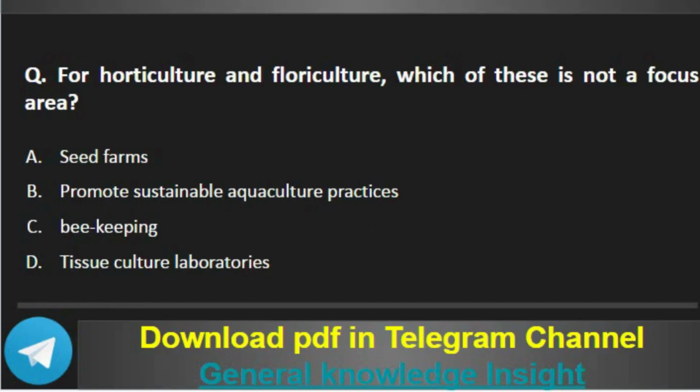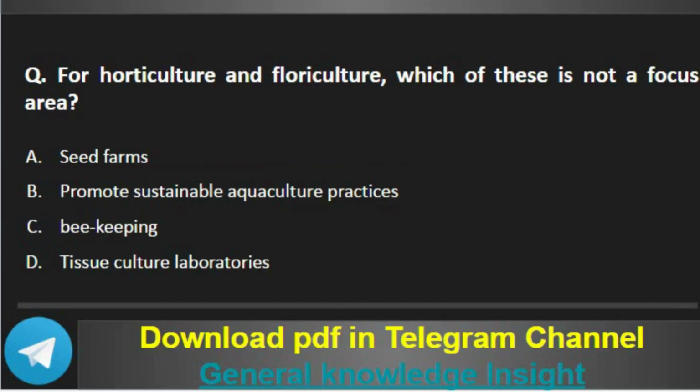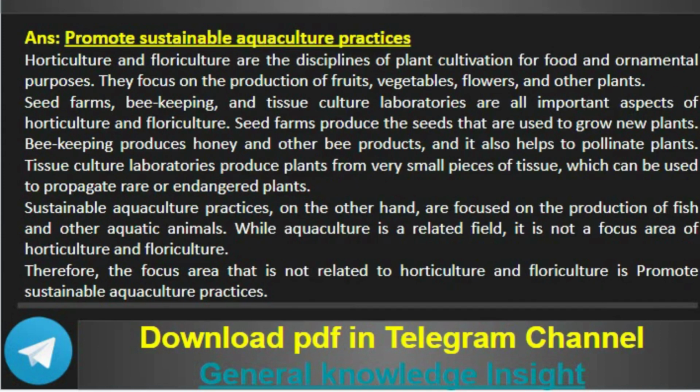Next question, for horticulture and floriculture, which of these is not a focus area? Correct answer is option B, promote sustainable agriculture practices. Here, horticulture and floriculture are the disciplines of plant cultivation for fruits and ornamental purposes. They focus on the production of fruits, vegetables, flowers, and other plants. Seed farms, beekeeping, and tissue culture laboratories are all important aspects of horticulture and floriculture.